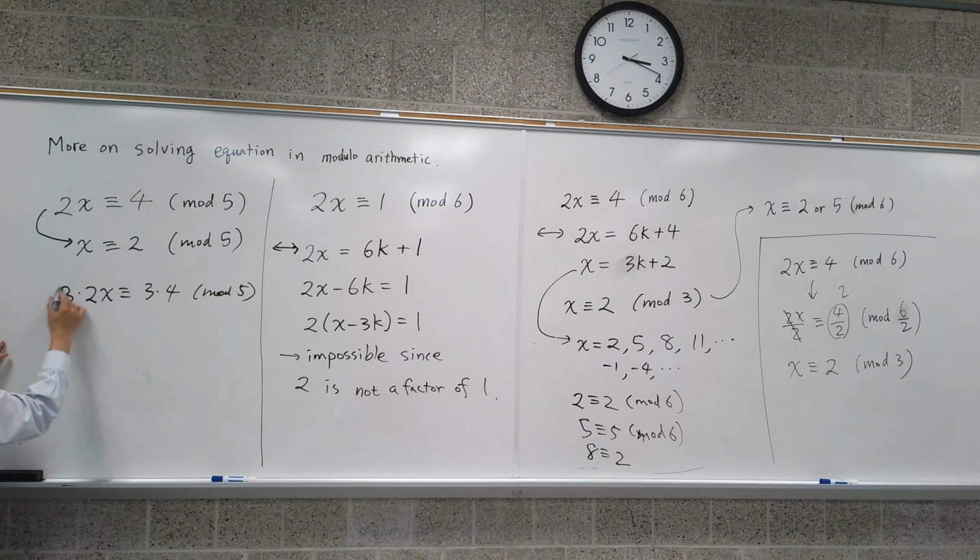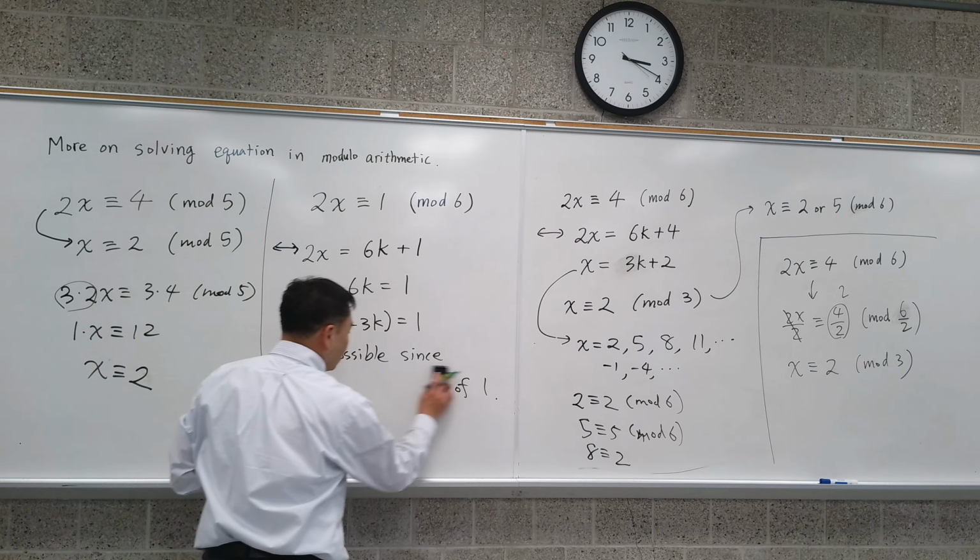then 3 times 2 is 6, 6 mod 5 is 1, so it's 1 times x. 3 times 4 is 12, right? But what is 12 congruent to mod 5? Just 2, right? So that's what you get. Exactly the same as before, right? So we verify that it's indeed possible to divide both sides by 2 if they're both divisible by 2, because this other method that always works even if you can't divide gave us the same answer.